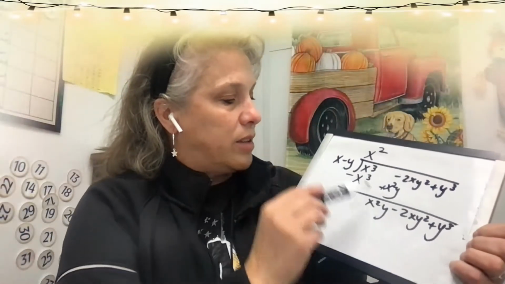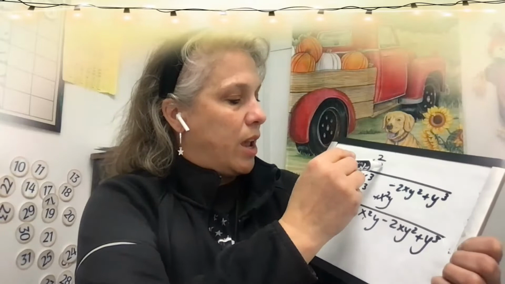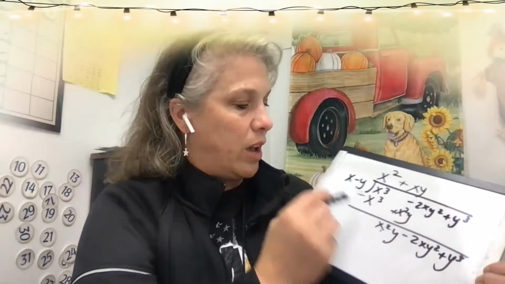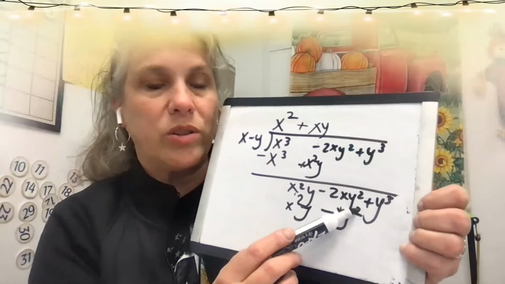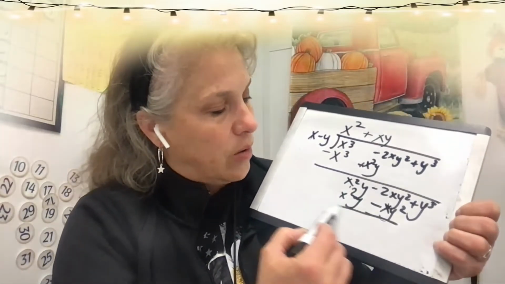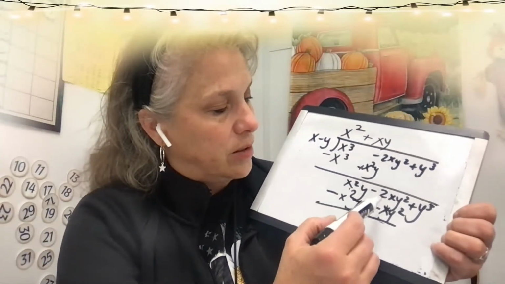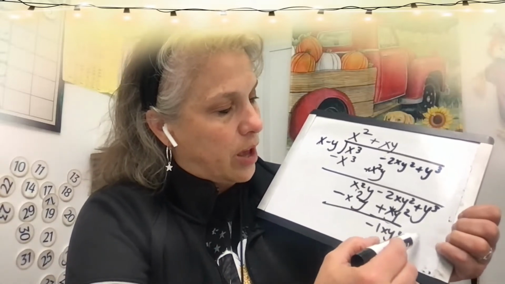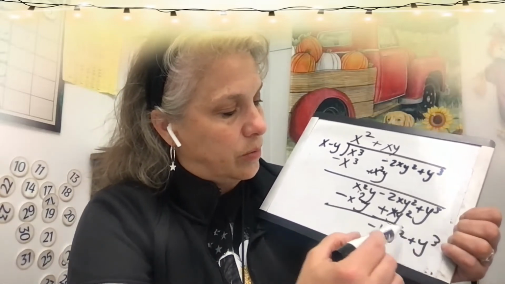Then I have x times what is x squared y. So plus xy. So x squared y minus xy squared. And you can see I do have an xy squared term there. Okay, so now I change the signs and I get negative 1 xy squared plus y cubed.